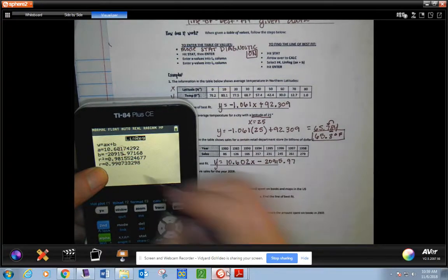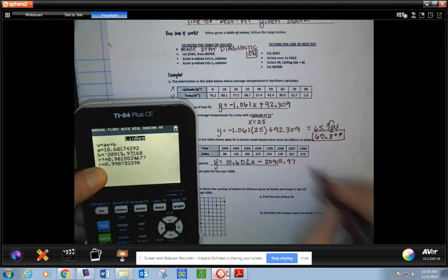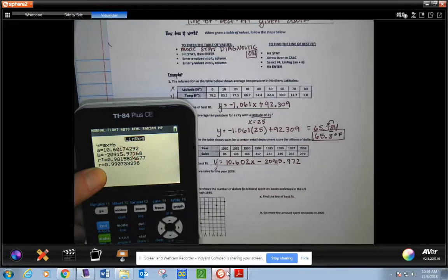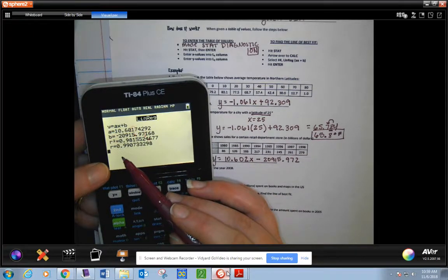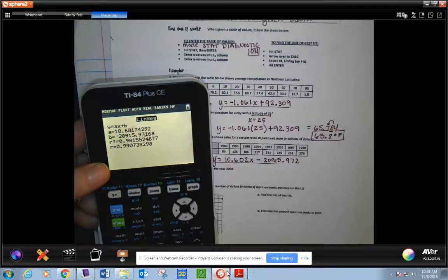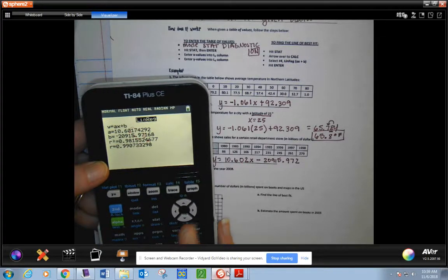And then I put 97, and I look at the fourth place, and that 6 is going to make the 1 become a 2. Okay, one more thing I'm going to look at is the R, and the R is 0.99. And since that is really close to 1, that is a strong regression.